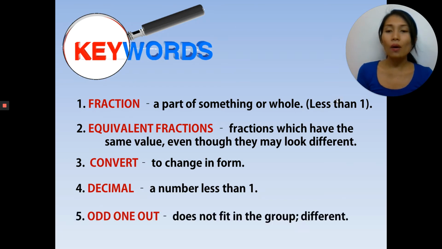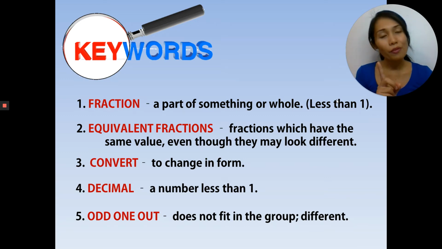All right. Now, odd one out means does not fit in the group, or different. Like, for example, I give you a group of numbers and then I say, choose the odd one out. That means you choose the number that does not belong to the group, or the different one. Or if we're talking about, let's say, proper fractions, you choose the odd one out. That means if all of them are proper fractions and there is one improper fraction, then that is the odd one out.